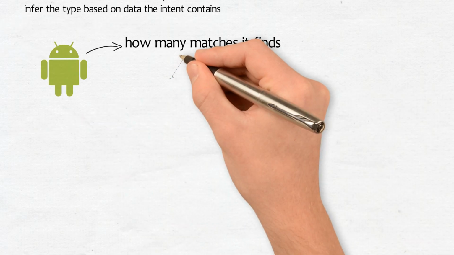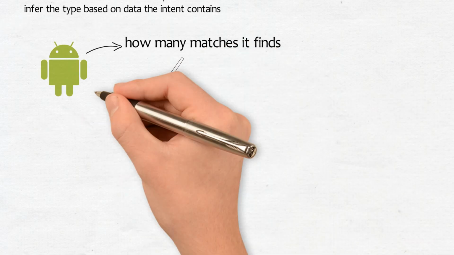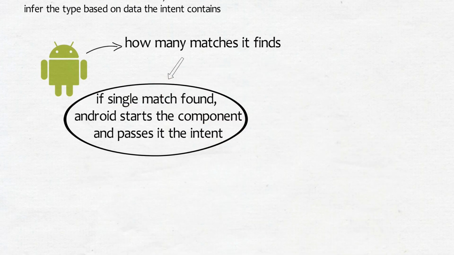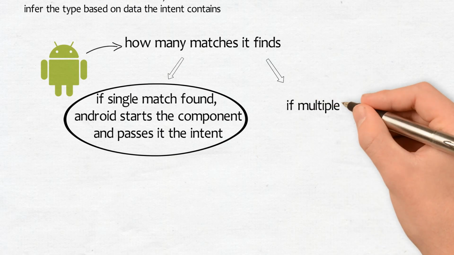If Android finds a single match, Android starts the component, in our case the activity, and passes it the intent. If it finds multiple matches, it asks the user to pick one.